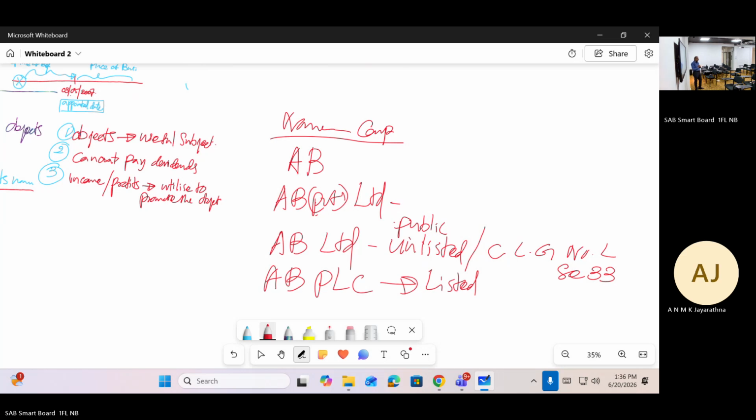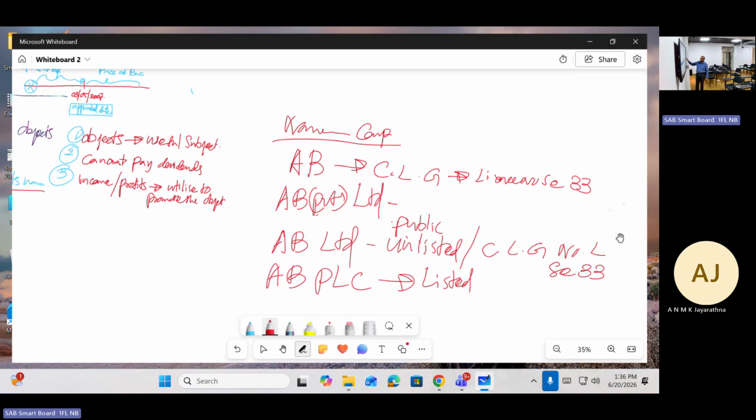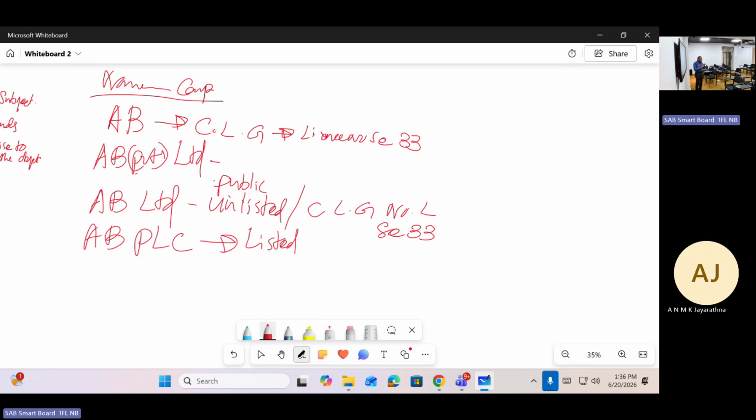First one, limited by guarantee, provided the license. That is correct. Limited by guarantee, license granted under section 35. Very good. License granted under section 35, then they need not mention the word limited. AB, like Colombo Stock Exchange. Need not mention the word limited.